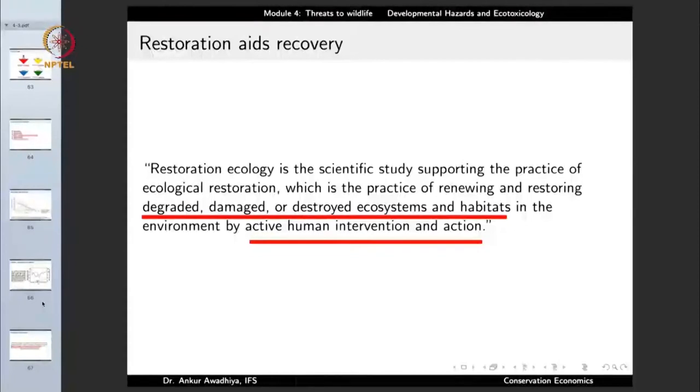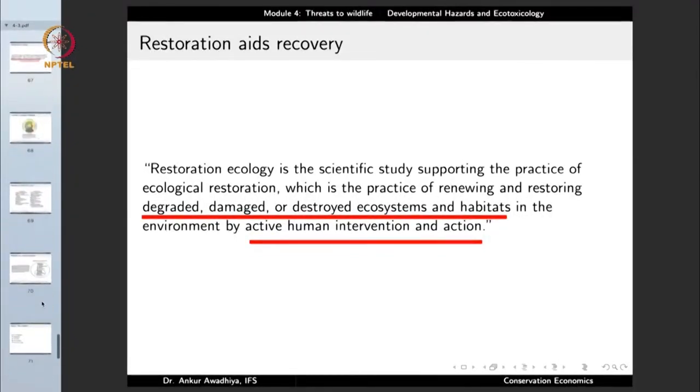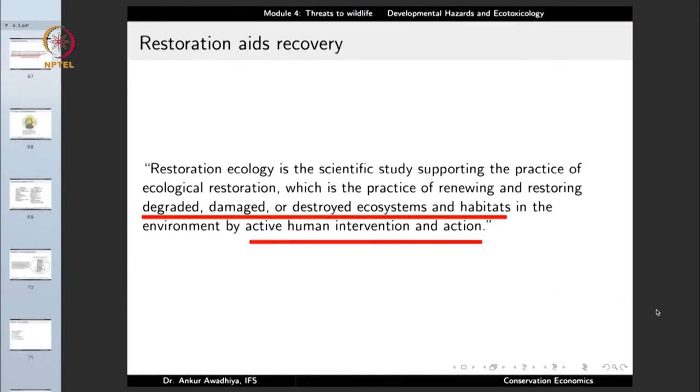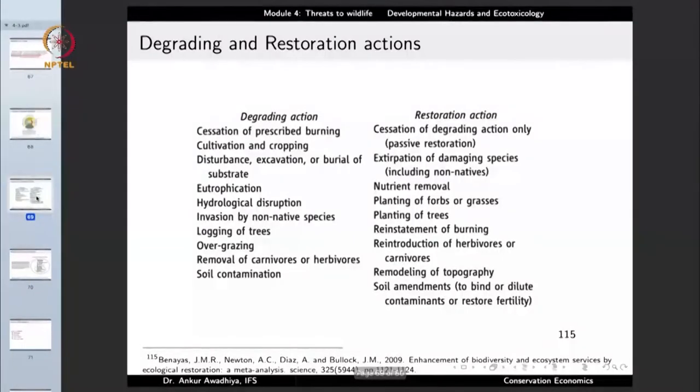So there is a damage that has already been done, but through restoration ecology, we are trying to bring the system back to normal. So how do we do that? We have already released a heavy amount of toxins. We have already released a large quantity of plastic. So is there anything that we can do? And if yes, what are the steps that we can take? So what kinds of actions are done? There are certain actions that degrade the environment, and there are certain actions that restore the environment.